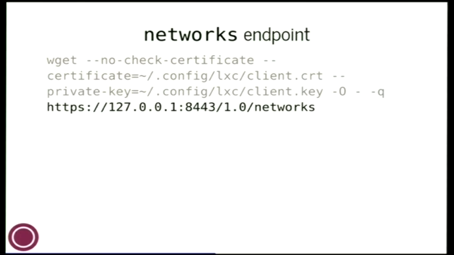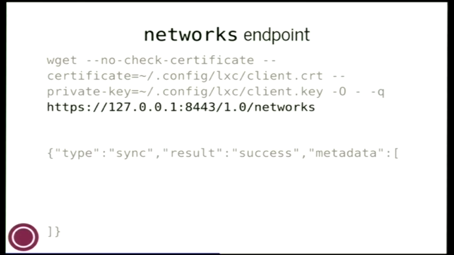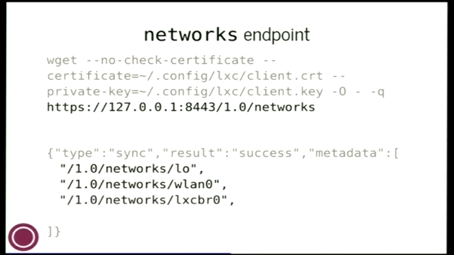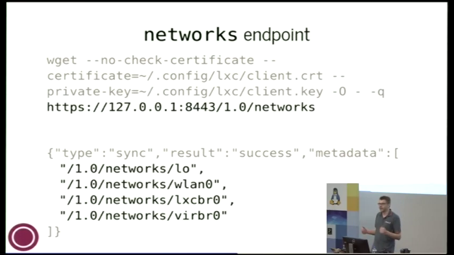So the network's endpoint, here I just ran this again on my laptop on my way here. And so it tells me I have four interfaces. This is read only, I can't write to it at all. But it tells me I have my local loopback, I have the wireless card on here, I have LXDBR0, which is an interface that gets created when you apt-get install LXD. And then I have VIRBR0, which is another interface that gets created when you run libvirt. And so these are just all things that I run on my laptop here. And so those are the interfaces that I had.